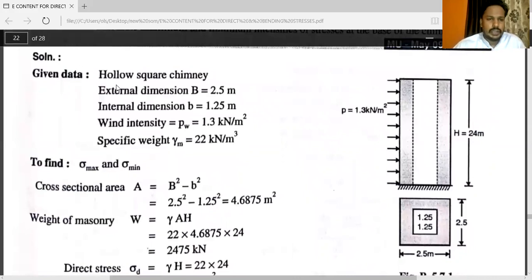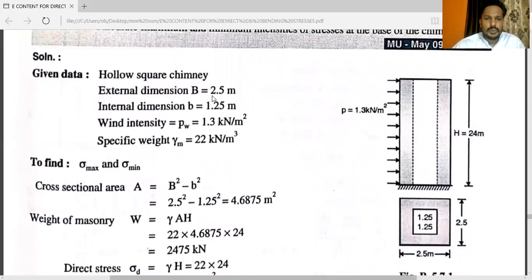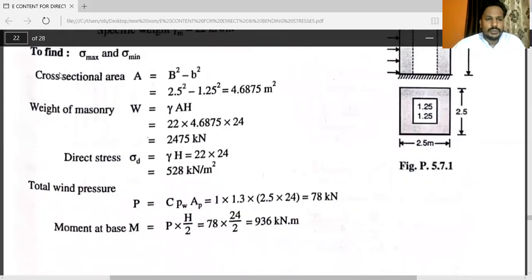See, given data: hollow square chimney, external dimensions capital B is equal to 2.5 meter, internal dimensions small b is equal to 1.25 meter, wind intensity Pw is 1.3 kilonewton per meter square, specific weight is equal to 22 kilonewton per meter cube. You have to find out sigma max and sigma min.